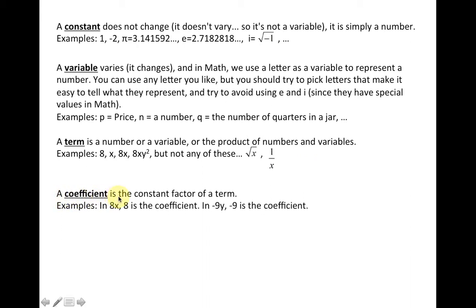A coefficient is the constant factor of a term. For example, in 8x, 8 is the coefficient. In the term -9y, -9 is the coefficient. Notice here that when a term is negative, the negative is a part of the coefficient.